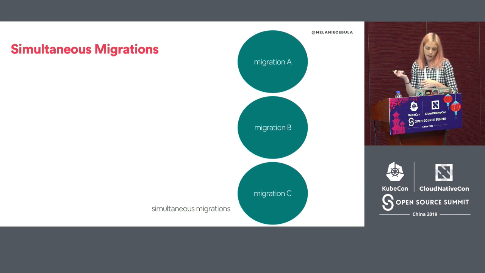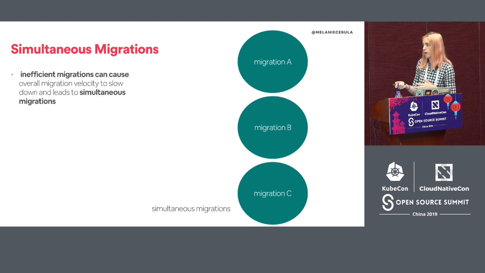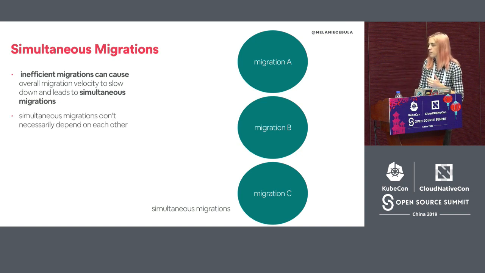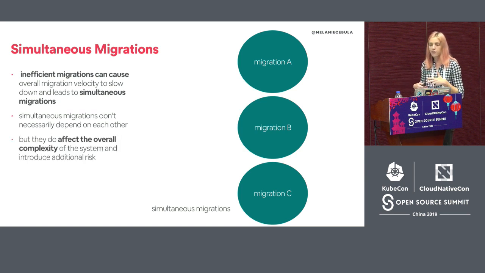Okay, so simultaneous migrations. Basically, if you're inefficient at migrations, you'll likely be performing a lot of them at the same time. Inefficient migrations can cause your overall velocity to slow down because you're doing all of them at the same time. And they don't necessarily depend on each other. Unlike cascading migrations, where you have to do this one and this one to get to the ideal migration state, a lot of these migrations don't have to depend on each other, but they still add to the overall complexity of the system and introduce additional risks.